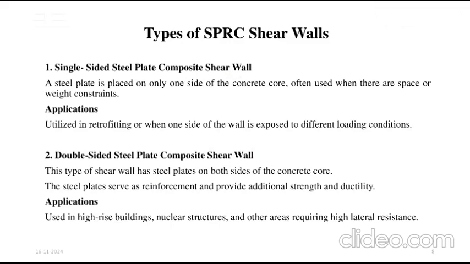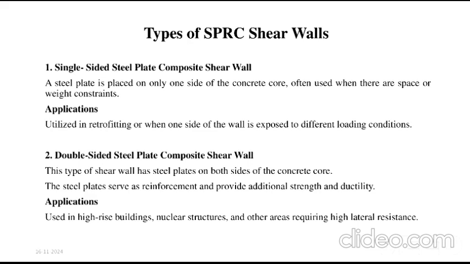types of SPRC composite shear wall. The SPRC composite shear walls are basically of two types. The first one is single-sided steel plate composite shear wall. In this, a steel plate is placed on only one side of the concrete core. It is used when there are space or weight constraints. It is utilized in retrofitting or when one side of the wall is exposed to different loading conditions.